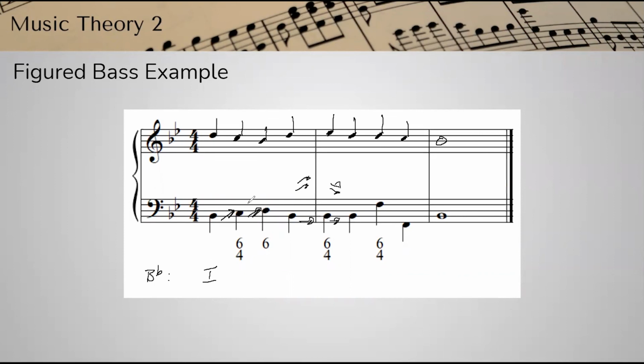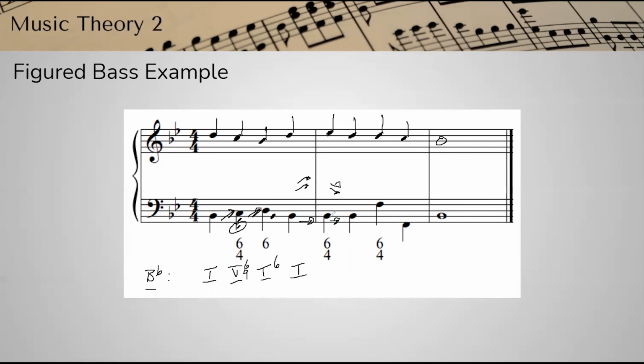This is a second inversion triad with C in the bass, which means that my root is a 5th below that. So my root is the note F, and F in the key of B flat is a 5. So this is a 5, 6, 4 chord. My next note is a D with a 6 under it, so the root of this chord is a 3rd below that. My chord here is B flat, so that's a 1 chord with a 6, so 1, 6. Then I have a B flat with no numbers under it. That's another root position 1 chord.